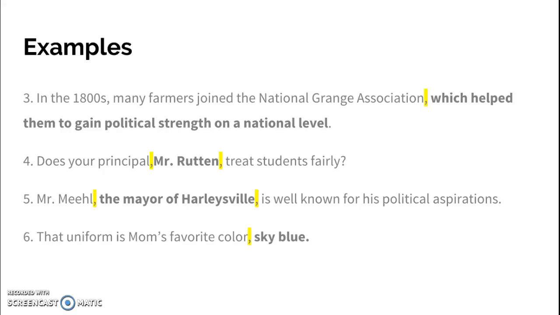So checking your answers, sentence number 3, we have the sentence, in the 1800s, many farmers joined the National Grange Association, which helped them to gain political strength on a national level.